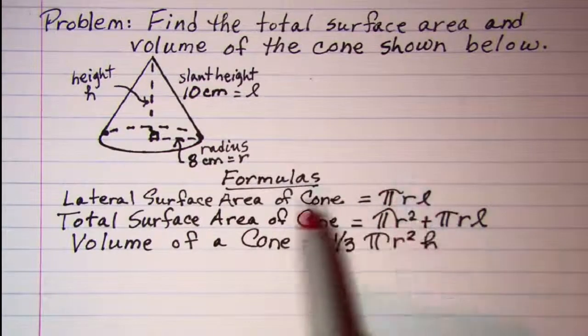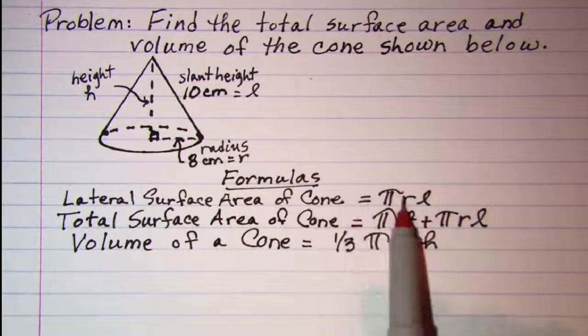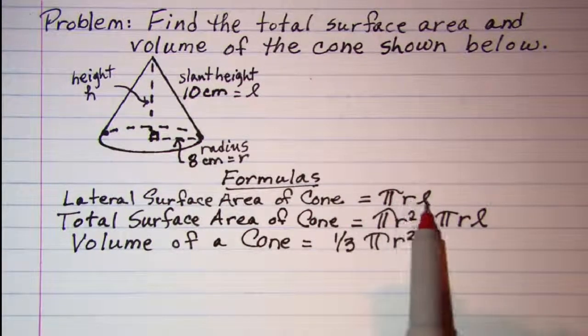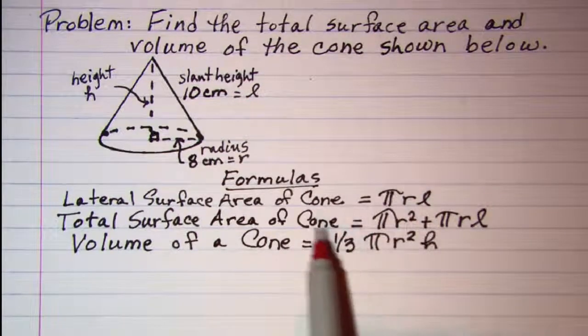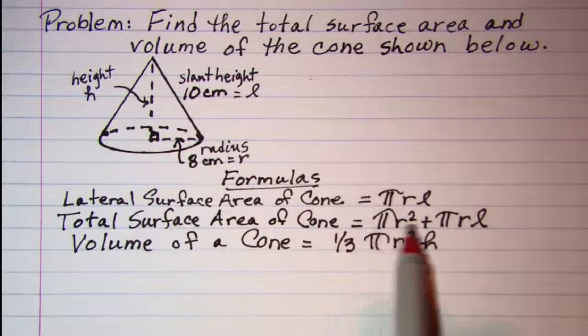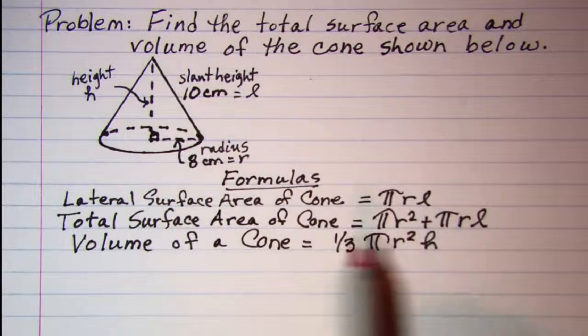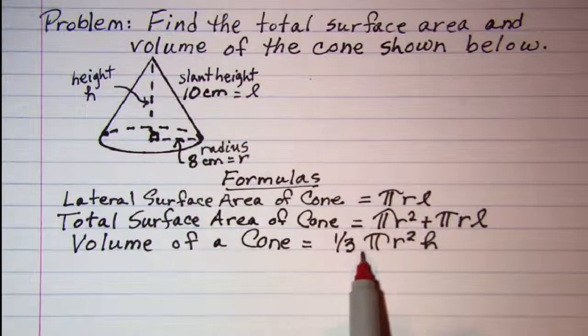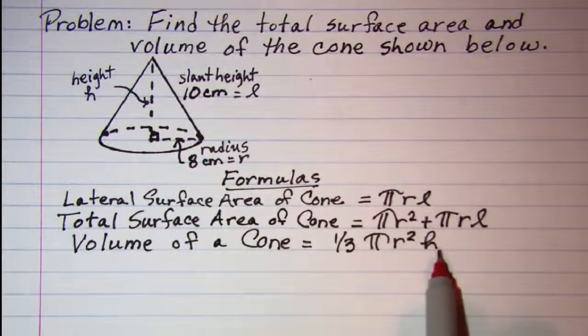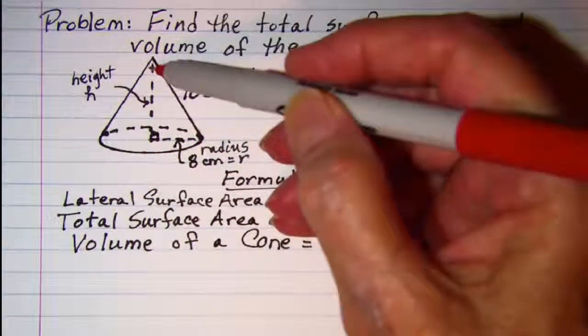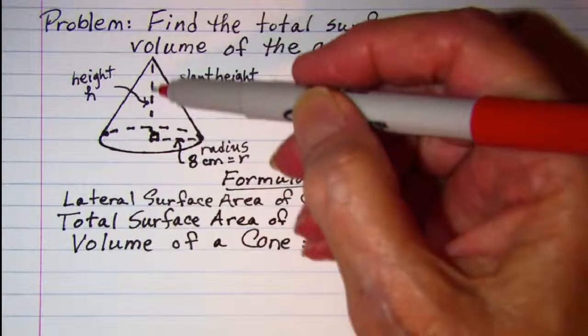Now for lateral surface area, we'll need the radius and the slant height. And for the total surface area, we'll need the area of the base, which is pi r squared, and then add to that the lateral surface area. For the volume, I'm going to need my radius and my height. So I need to find this value for h.